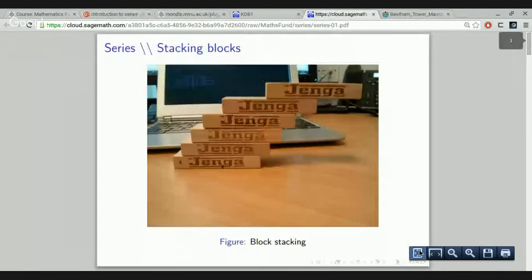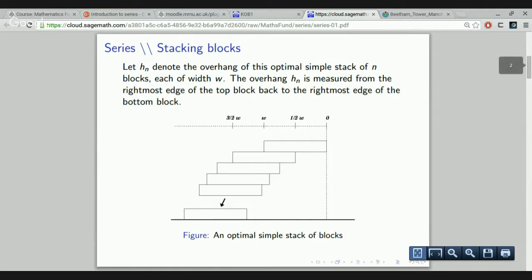Okay, here we go. So here's one I prepared earlier in my office, with fewer blocks, with the top one overhanging the bottom one. So how far can you go? Well, we're going to quickly analyze the problem.